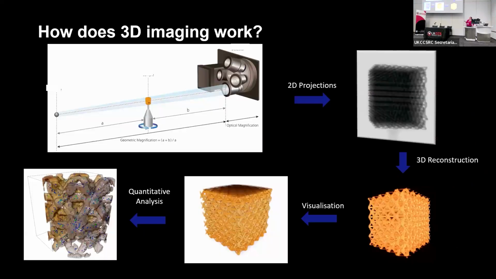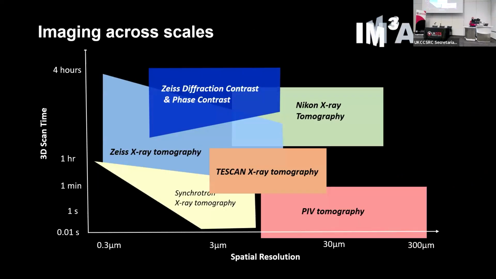So tomography works by doing 3D imaging. I'm not going to go through this. We've already seen some pictures. We take a set of 2D images, we turn them into a 3D model, and we can do the quantification on that model to understand the objects, the features we're interested in.